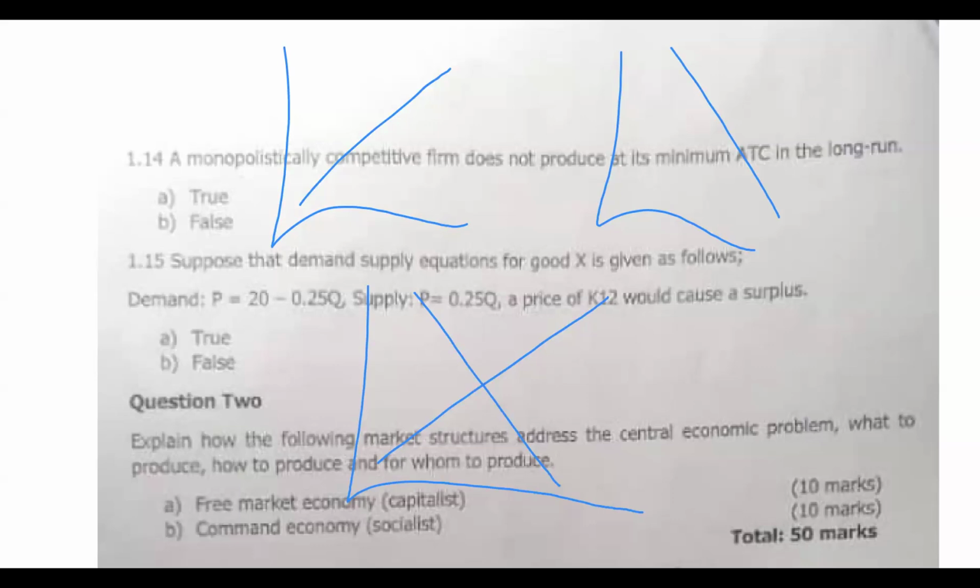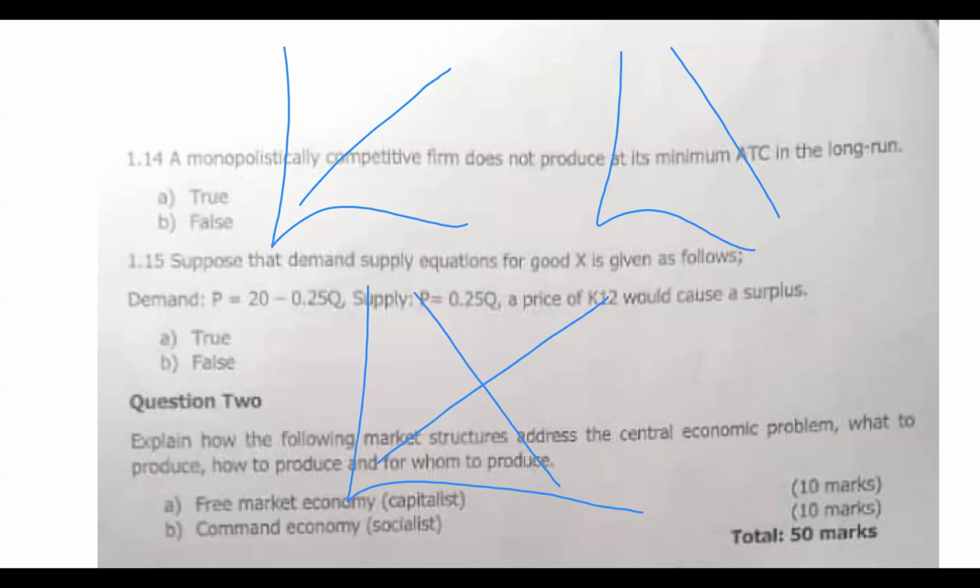What is market equilibrium? Basically, market equilibrium means when the demand equals supply. When demand equals supply, it means that the market has cleared. When the quantity demanded equals the quantity supplied, at that point we say that the market has cleared or the market is in equilibrium. That's what we mean by market equilibrium.